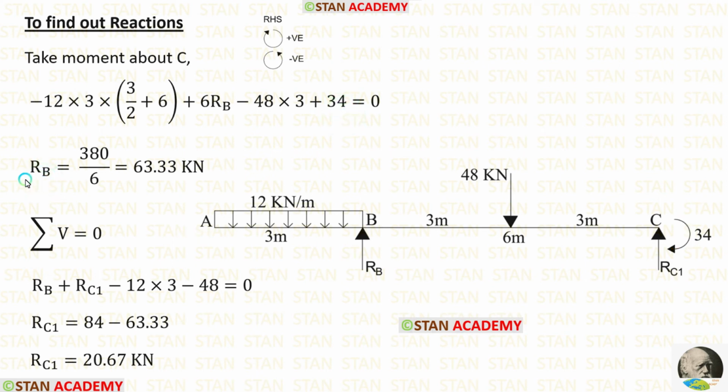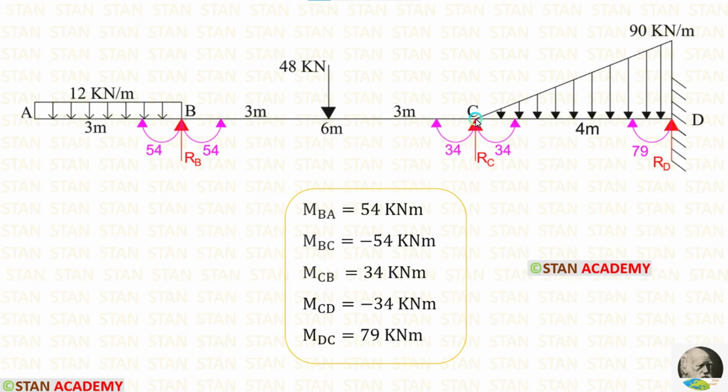After the calculations, we are getting RB, which is equal to 63.33 kilonewton. Now let us apply the rule sigma V is equal to 0. Using the rule, we can calculate RC1, which is equal to 20.67 kilonewton. Now let us take the span CD and calculate the vertical reactions.